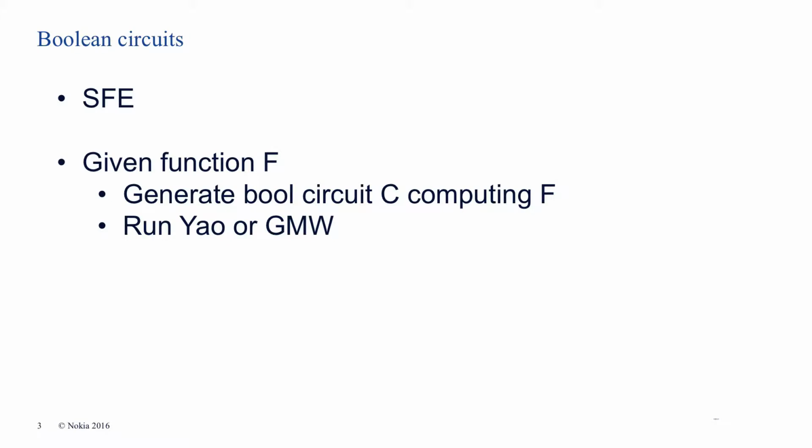What is it done? How do you do it today? Given a function f that you want to compute, the most concretely efficient way in most cases is that you generate a Boolean circuit that computes the function f, and then you run a garbled circuit or a GMW. And people really squeeze a lot of efficiency out of those approaches. It's really, really hard to get even a small, like several percent, performance improvement.